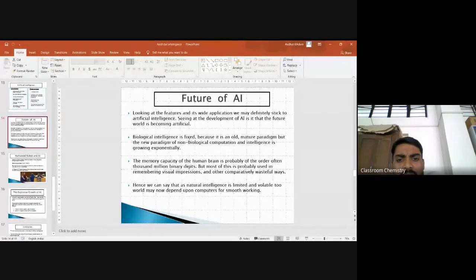Then biological intelligence is fixed. Biological is nothing but natural intelligence. We cannot disturb the biological intelligence. It is fixed because it is an old, mature paradigm. But the new paradigm of non-biological computation and intelligence is growing exponentially.